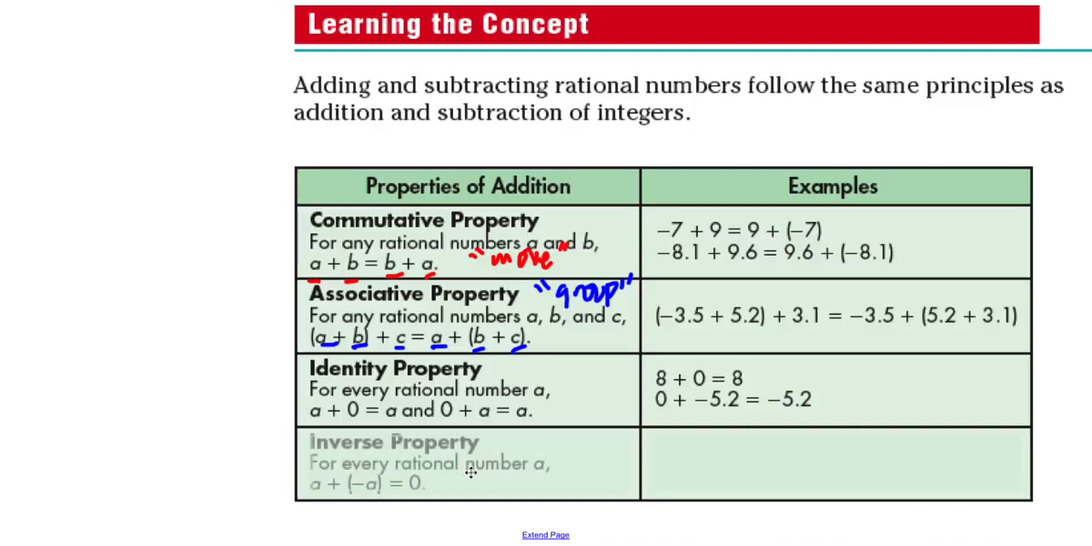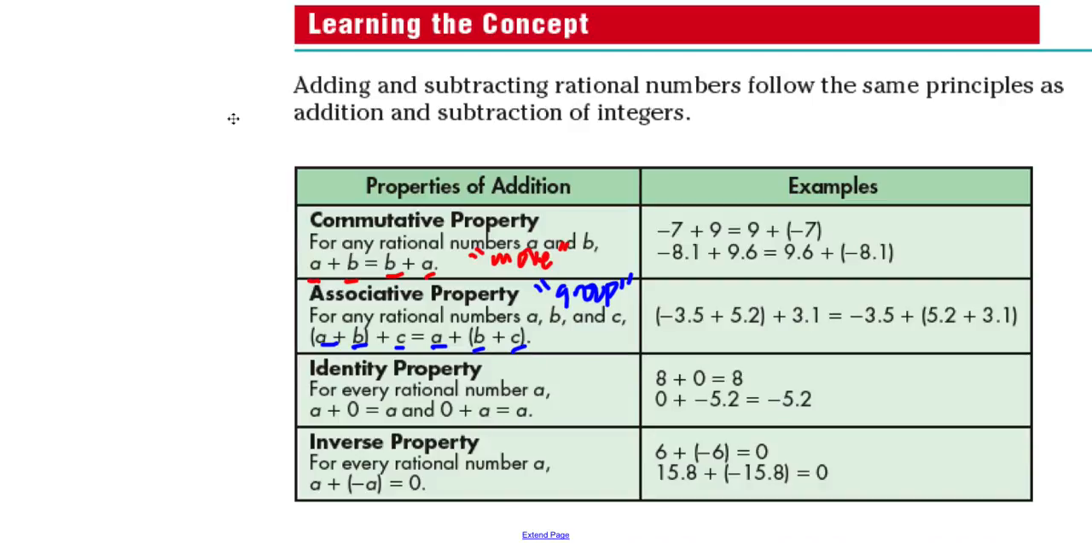And finally, the inverse property: for every rational number a, a plus negative a equals 0. Or in words, once you add the opposite of the number, the sum will be equal to 0. So in this case, you have 6, add its opposite, which is negative 6, and that will give you 0. 15.8, add its opposite, which is negative 15.8. That should give you 0 as well.